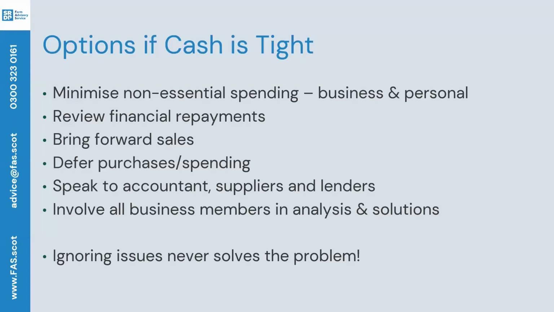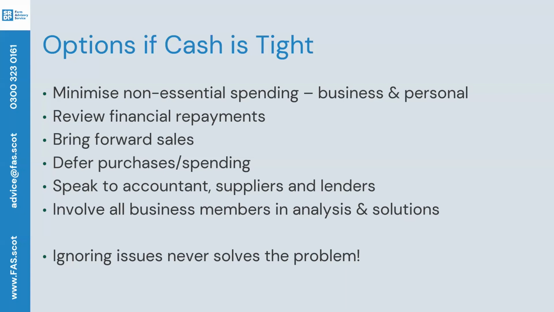So if your cash is tight, if there are particular pinch points, what do we do? What are our potential solutions there? What can we consider? The first is quite obvious. If things are tight, if we're getting close to our overdraft limit, if we don't have the money in the bank, we minimize and just cut out non-essential spending. And in that I mean both business expenditure and personal expenditure.